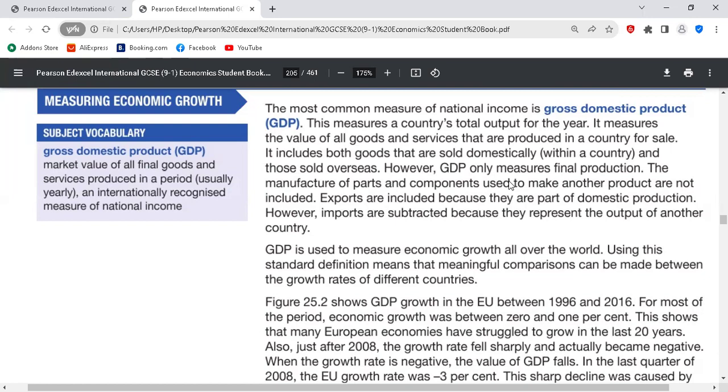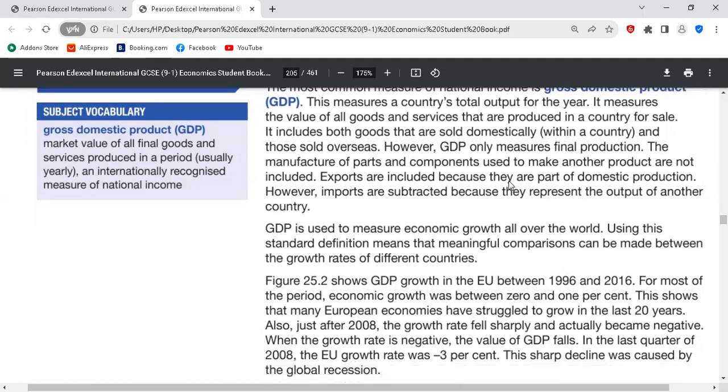This measures a country's total output. It measures the value of all goods and services that are produced in the country for sale. It includes both goods that are sold domestically within a country and those sold overseas as exports. However, GDP only measures final production. The manufacture of parts and components used to make another product are not included. Exports are included because they are part of domestic production. However, imports are subtracted because they represent the output of another country. So that's why when we are measuring GDP, it is C plus I plus G plus X minus M.